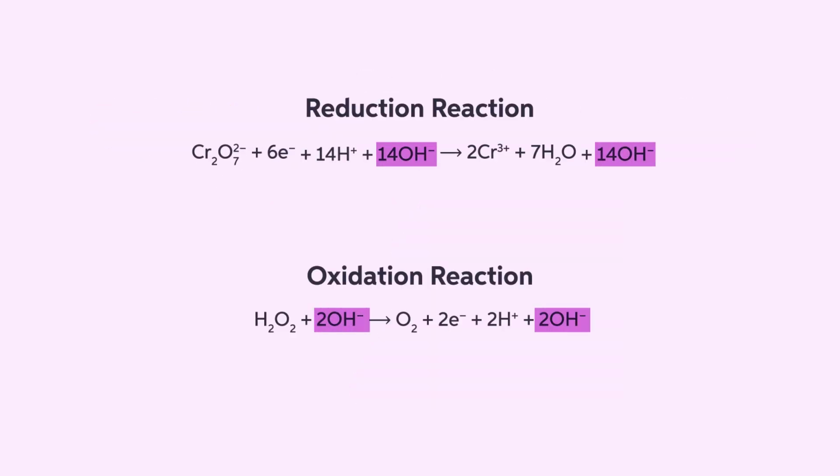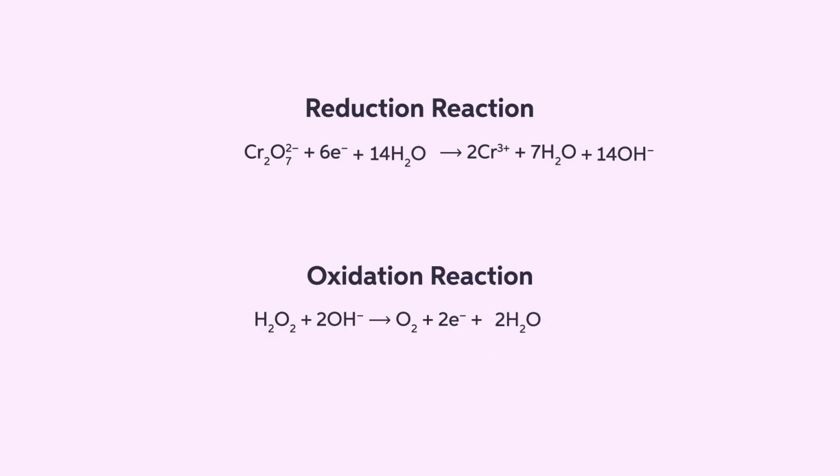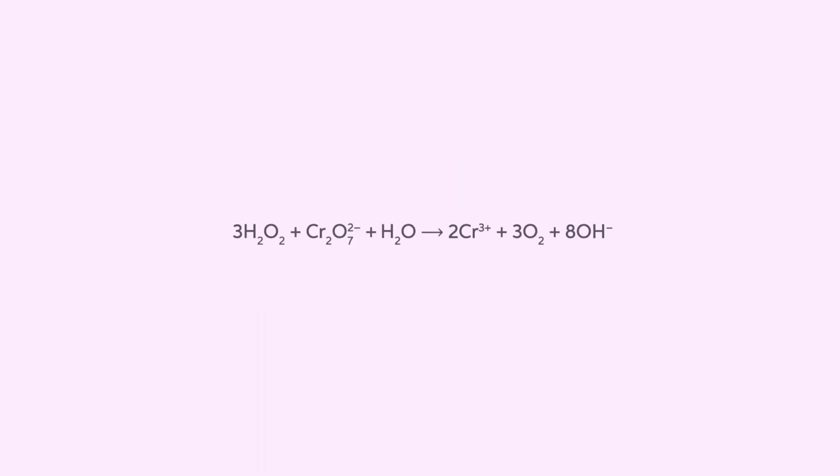At this stage, we need to add hydroxide ions to both sides for each hydrogen ion we added. Then combine any hydroxide ions and hydrogen ions on the same side into water molecules. Now we'll balance the electrons using the LCM of 6 like we did before. Combine the half reactions and cancel like terms. This leaves us with our redox reaction balanced in a basic solution.